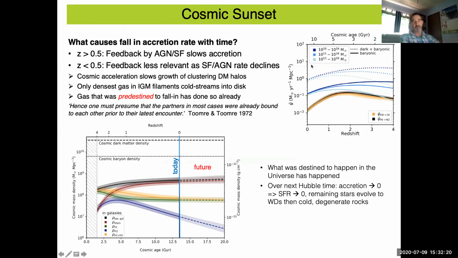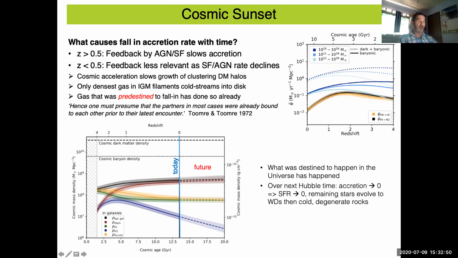So as a final speculation, I think I'm doing okay for time. This is kind of my last slide. What causes the fall in the accretion rate with time? This is sort of a speculation. At high redshift, people talk about feedback, AGN, star formation, heating the gas, keeping it from falling in. But as you get down to redshift 0, these rates, AGN rate, star formation rate, are going to 0. So that has to become less relevant by definition.